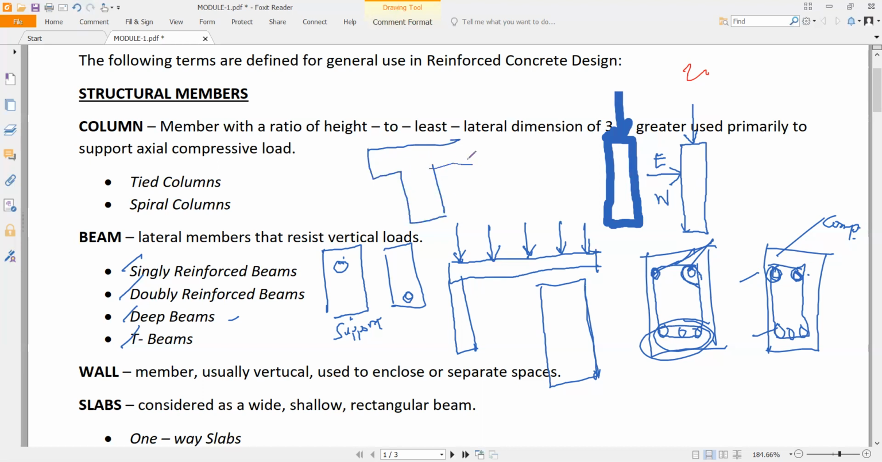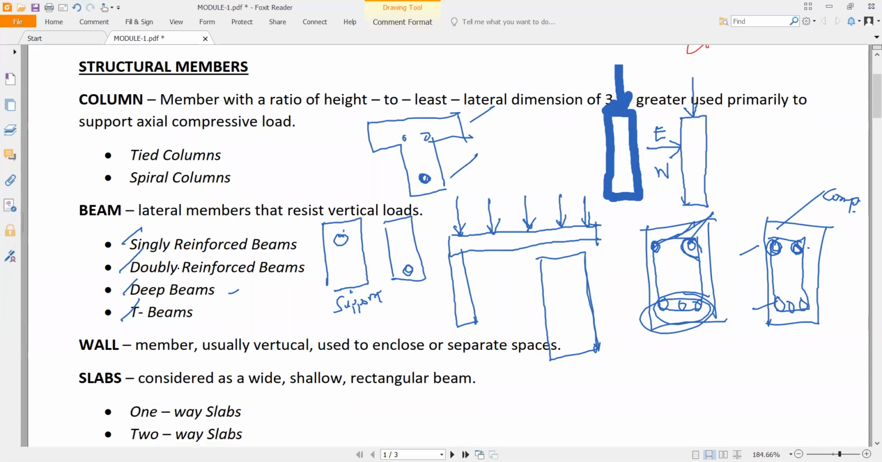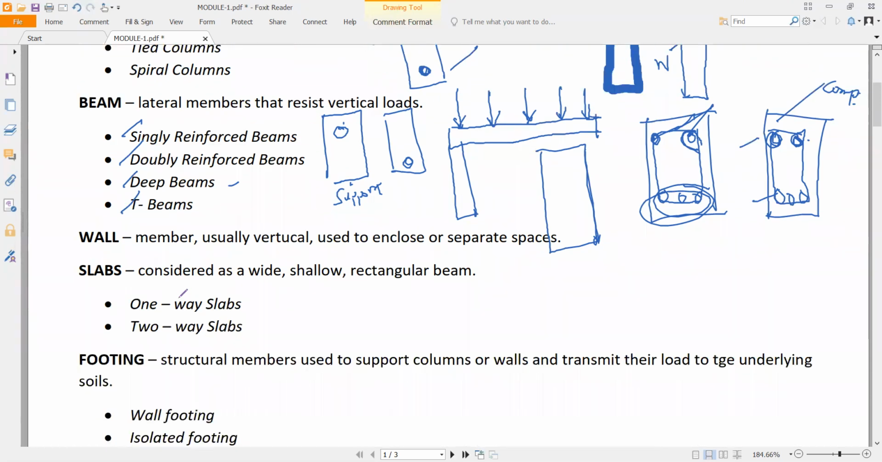T-beams are called T-beams because the beam is in the shape of a T. We have a flange and a web. The reinforcement is either on the tension side only or also on the compression side. So that is the T-beam. As for walls, nowadays we are not considering walls as structural members.